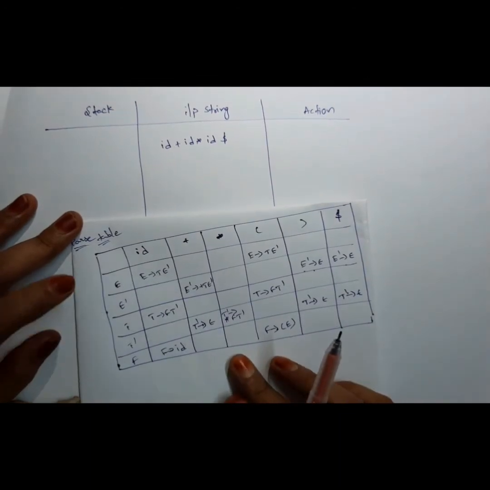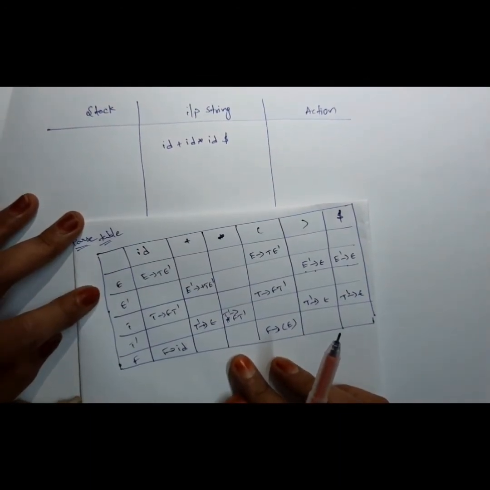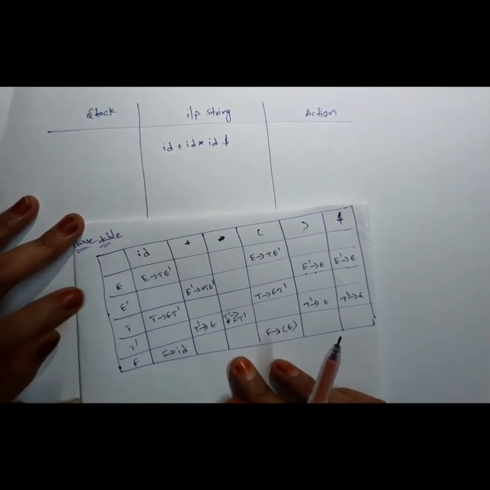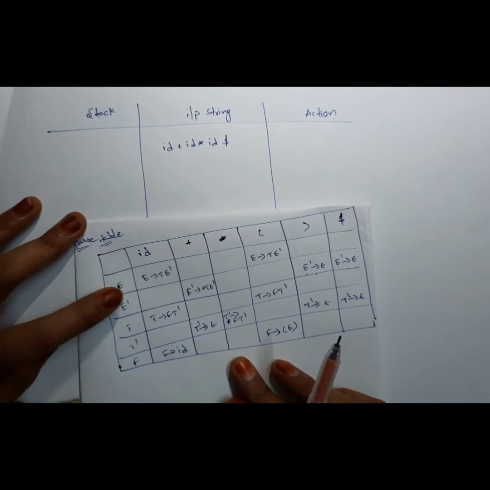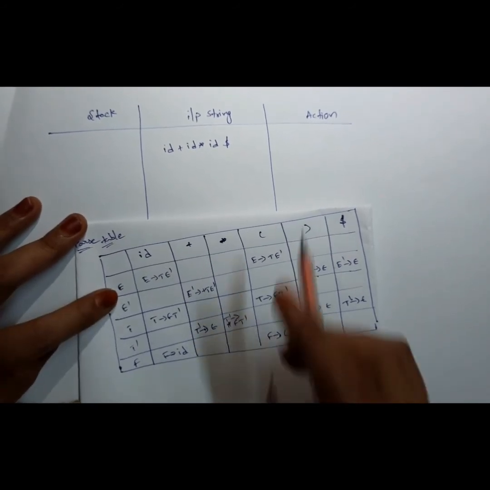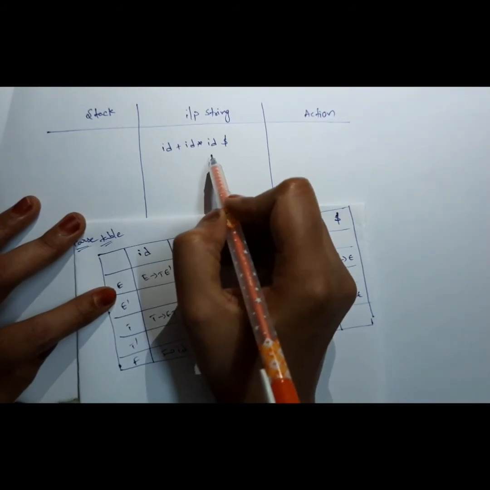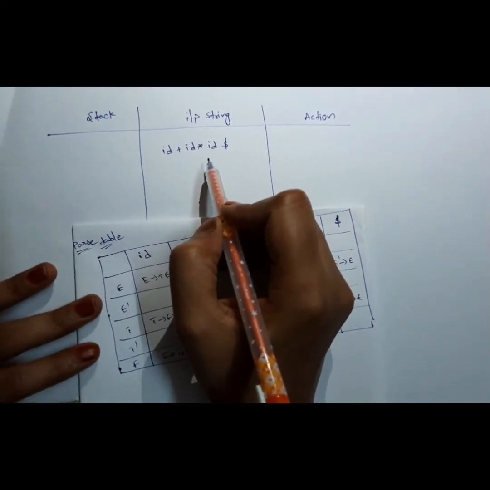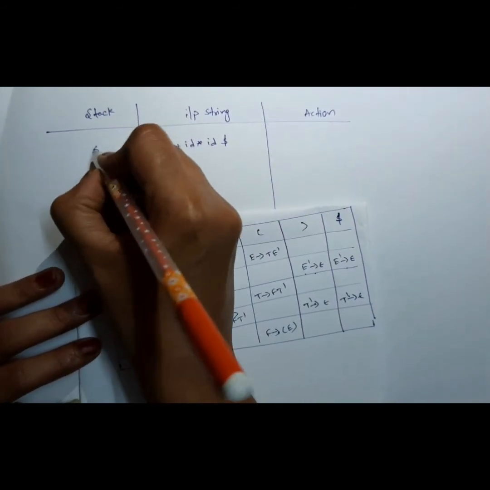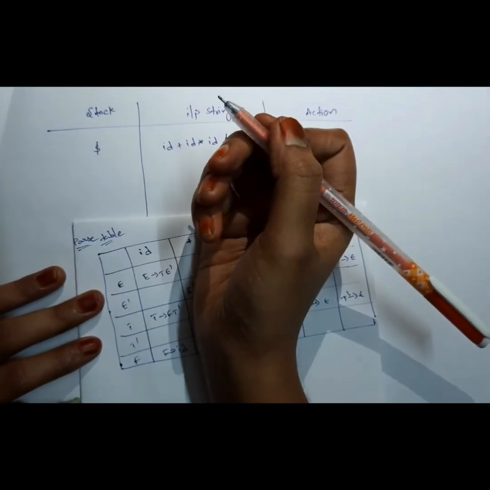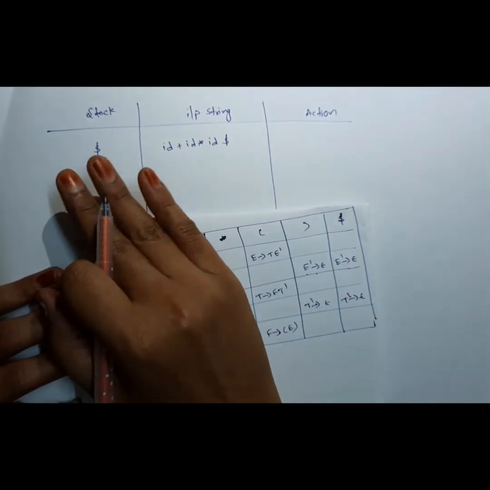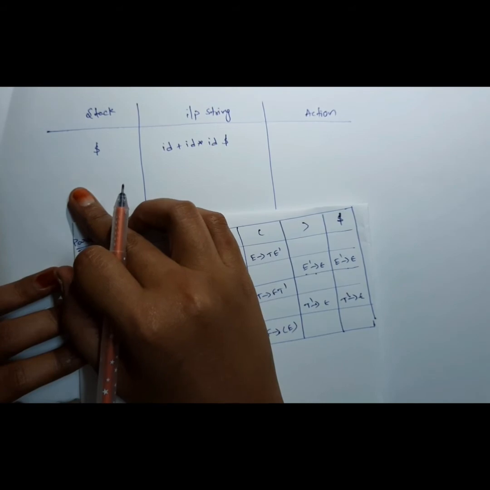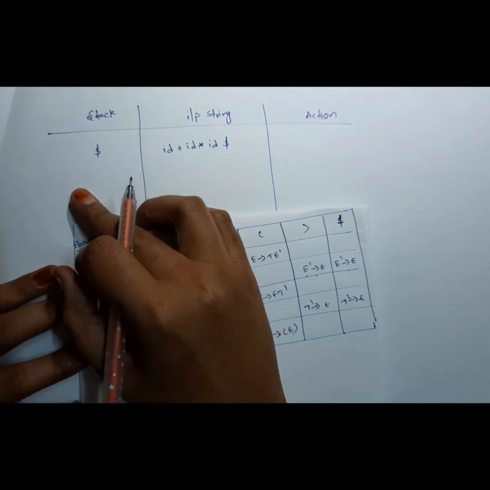This is the parse table which we have constructed by using the first and follow of the given grammar. By using this parse table, we need to check whether this string is accepted or not. First, dollar is placed in the stack. This is the basic operation. First, dollar is placed in the stack.